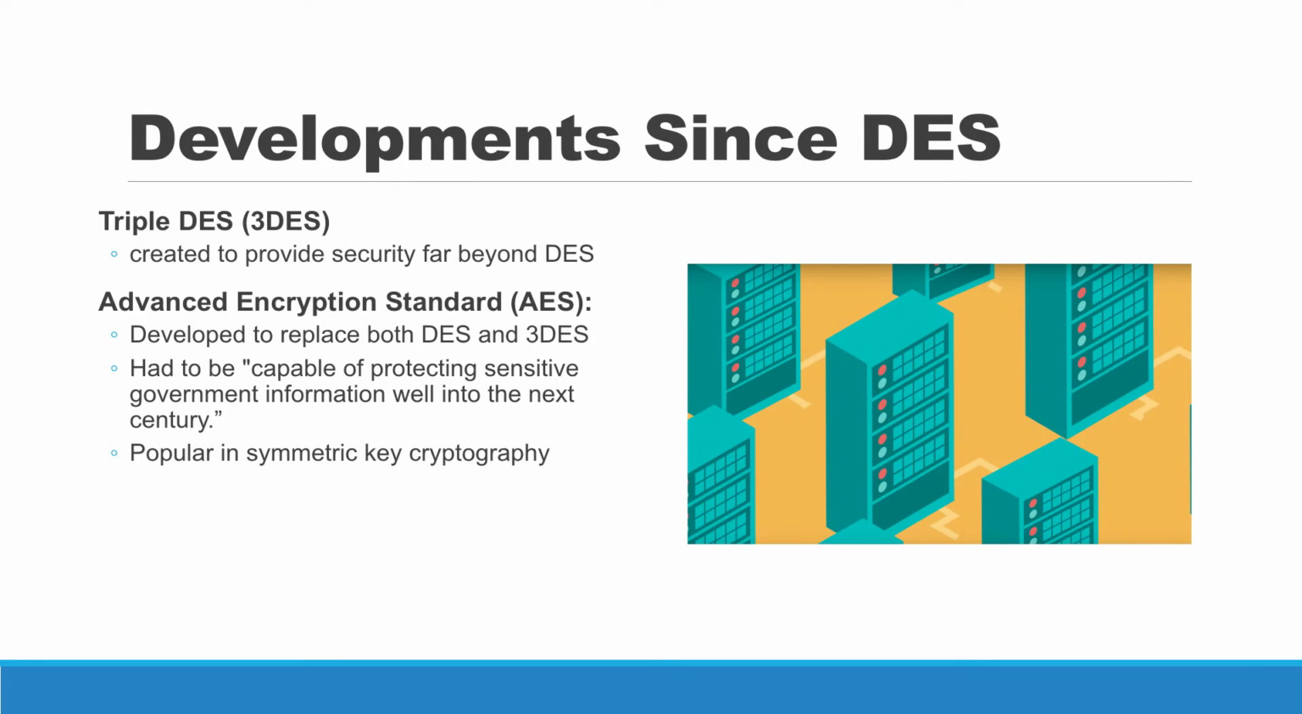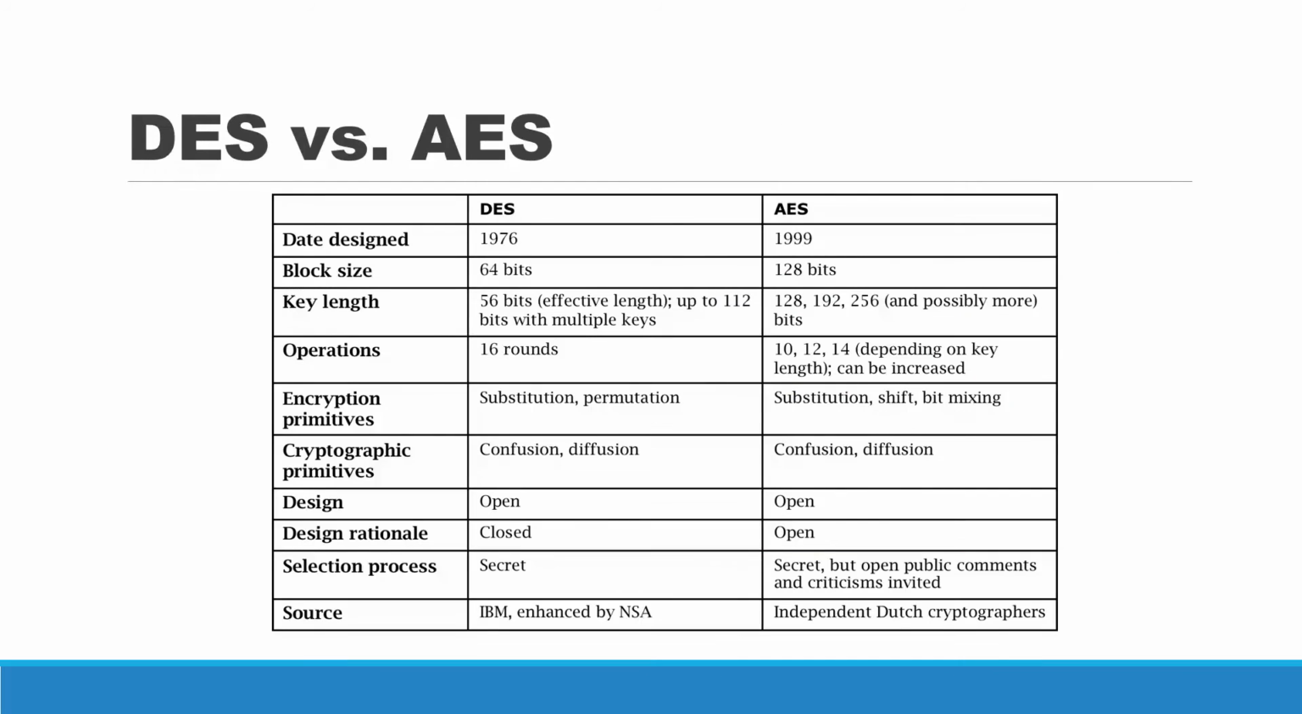After DES came a few other iterations of symmetric key cryptography. Triple DES, also known as 3DES, was created to provide security far beyond DES. The Advanced Encryption Standard, or AES, was created to replace both DES and 3DES. AES is popular in symmetric key cryptography and is still being utilized today. AES has become the dominant symmetric encryption algorithm in use today.